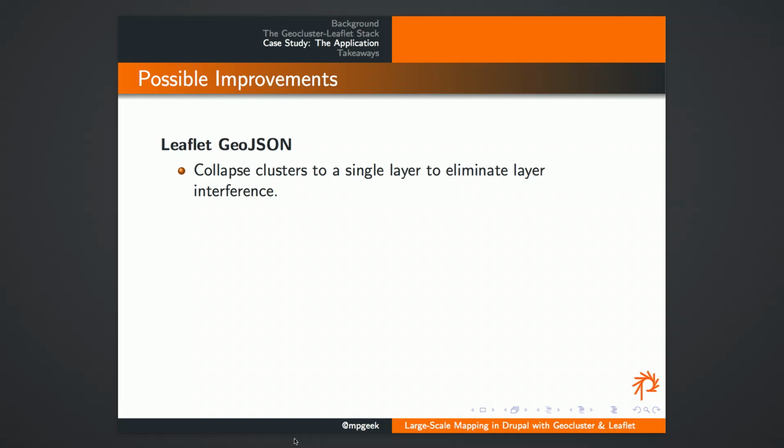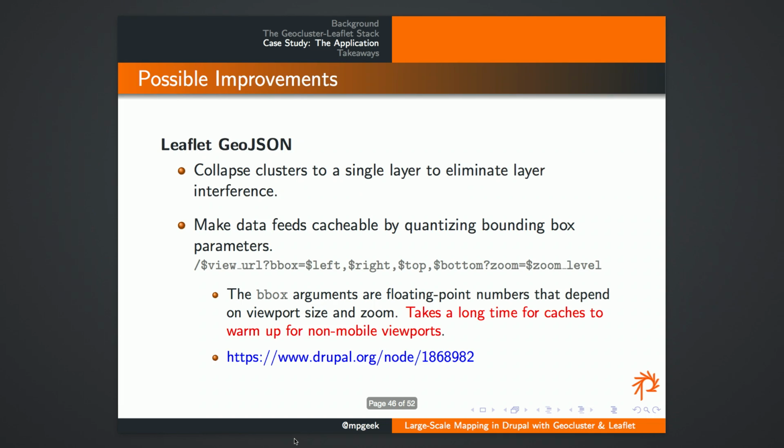So one of the ideas I had was to come up with a way, once we have our layers that are clustered, to collapse them into a single layer and cluster them again. I'm not sure exactly how that would be implemented, but it makes sense conceptually.